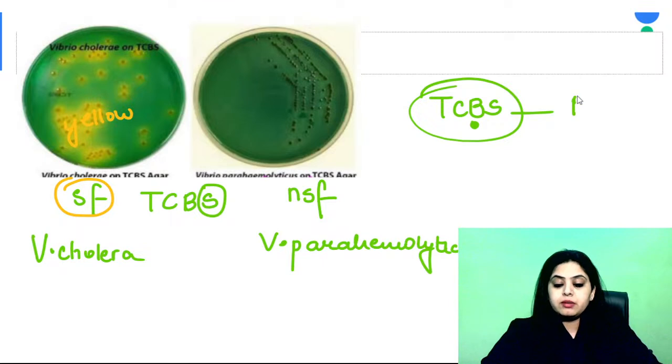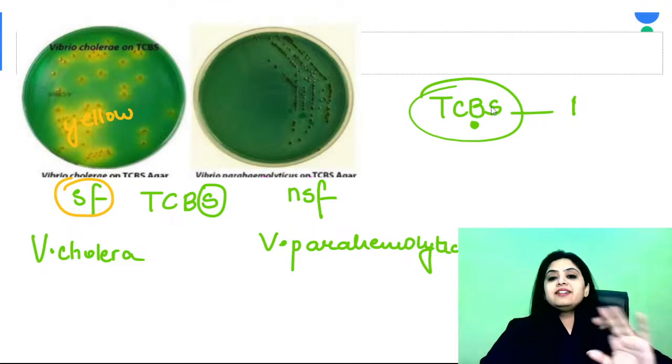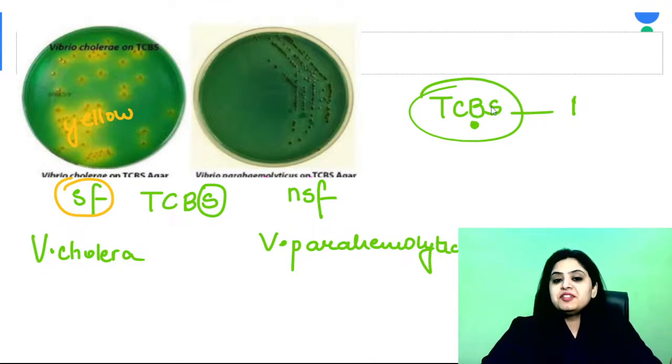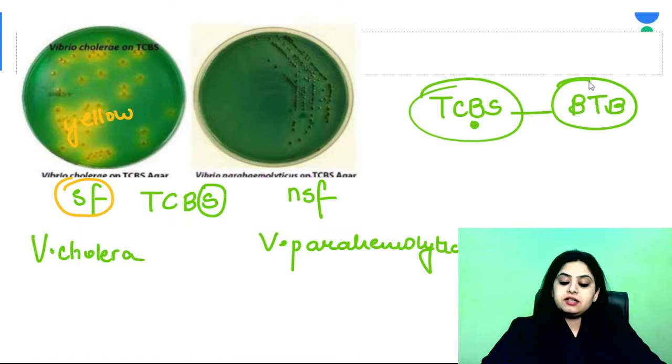Who will tell me the indicator for this? This is a tougher question. So let's see. Thiosulfate, citrate, bile salt, sucrose. The indicator's name is not in the name of the culture media. For this also it is going to be bromothymol blue. Just in case we did not know, this also will be bromothymol blue. Although it's giving that green color, that green color is because of the bile salts present. So this also is BTB, bromothymol blue. Everyone's okay with this question also? Yes, we've got an answer finally, which is good.